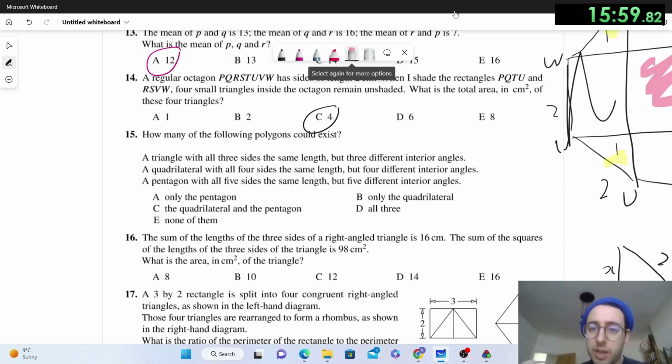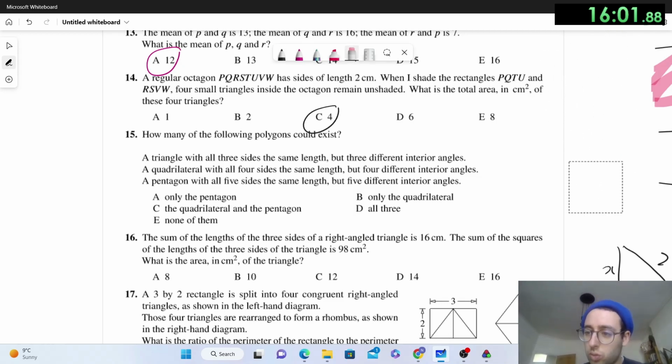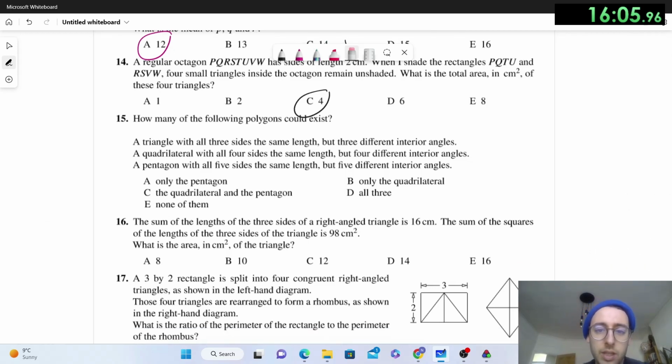Okay, how many of the following polygons could exist? Oh no, I wanted to rub that out. A triangle with all 3 sides the same length, but 3 different interior angles. No, because if all the sides are the same length, the angles have to all be the same. Equilateral. Quadrilateral, all 4 sides the same length, but 4 different interior angles. Also no, because it has to be a rhombus or a square.